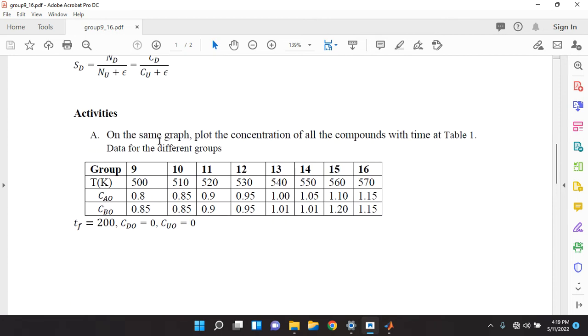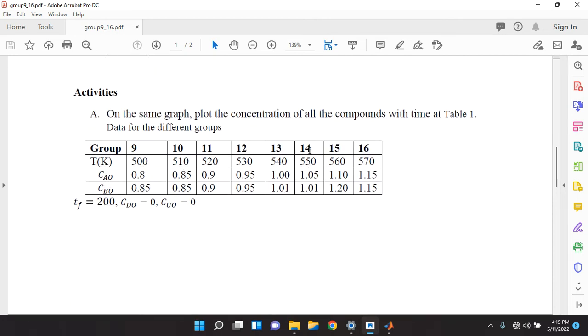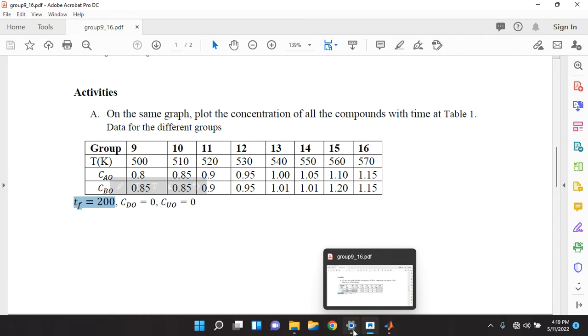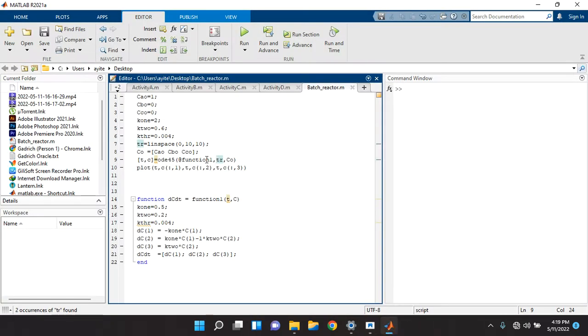So from the group, I'm going to use group 14. This is our TF, our final time, TF. So it's from 0 to TF, the final time. So I'm using linspace to divide the 0 to 200 into 10. So 0 to 200, and I want only 10 divisions, TR. And then the CO is our initial conditions. So this line is where we are going to state our initial conditions.